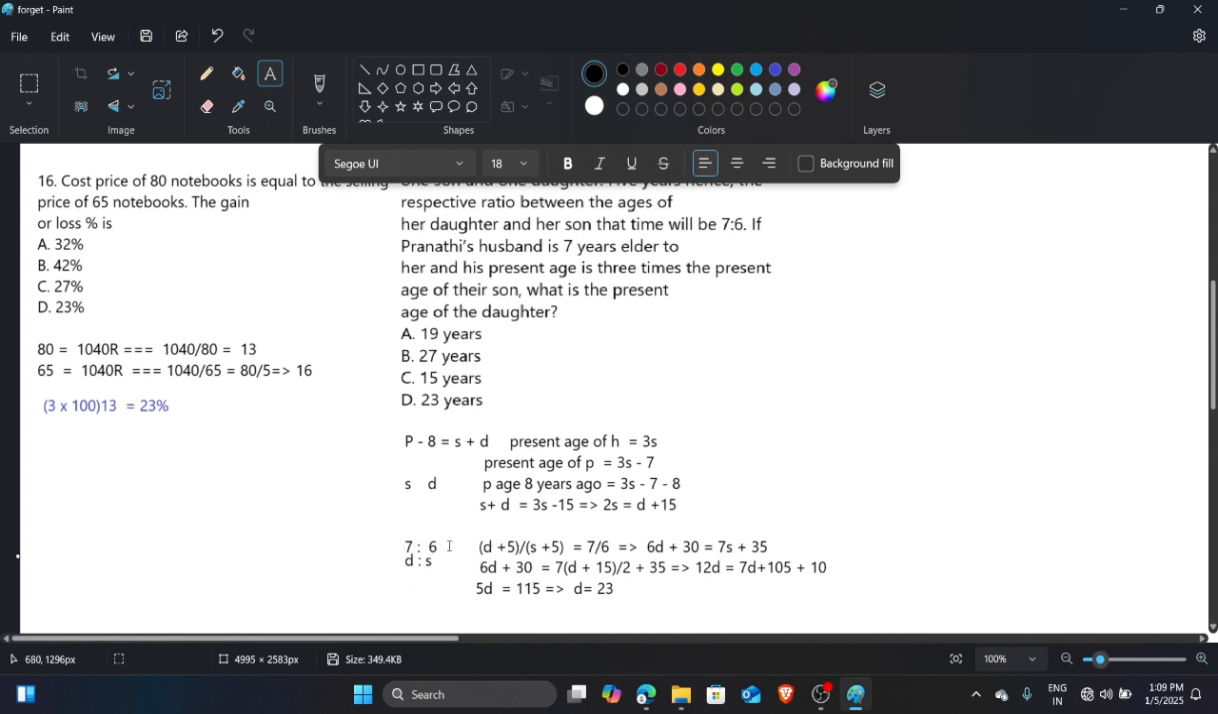Sorry, yeah, this is the condition. Now the third condition: Pranati's husband is 7 years older than her, and his present age is three times the present age of their son. Only the difference between Pranati's and her husband's age is 7 years, according to the question. So I subtracted 7 from three times the present age of the son, and we get the present age of Pranati.